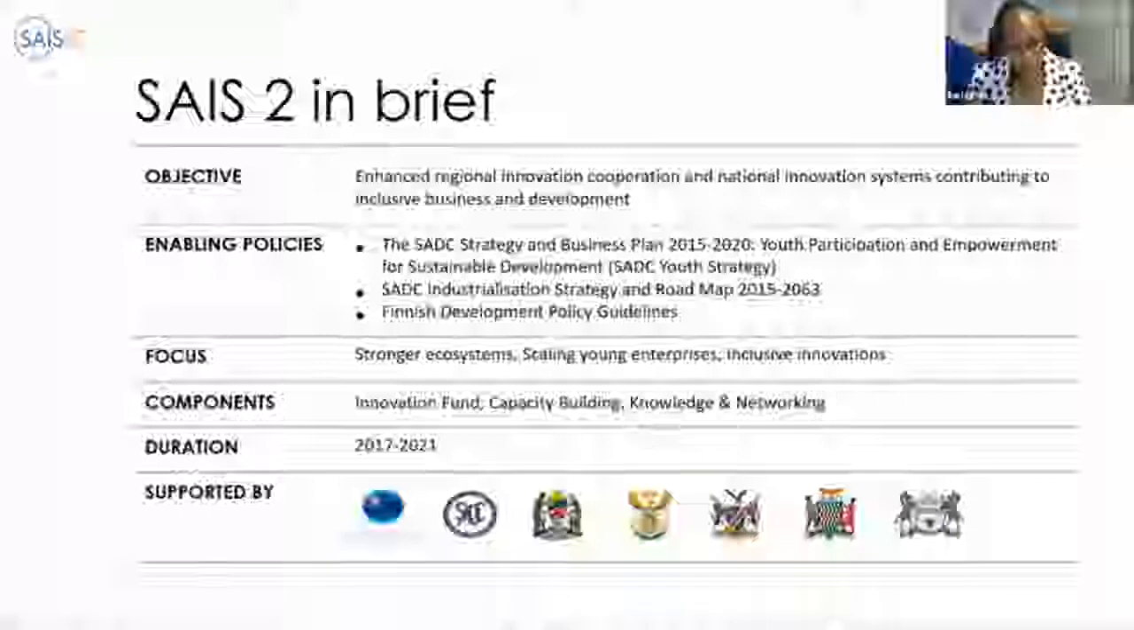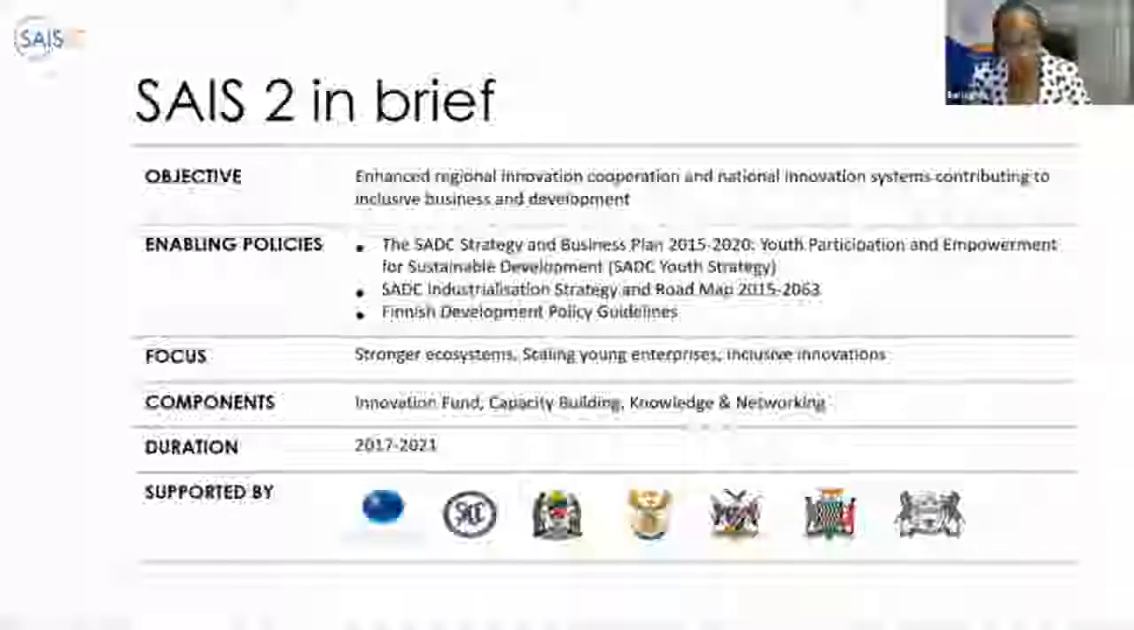In this phase, the Ministry for Foreign Affairs of Finland has partnered with 5 African governments. These are Botswana, Namibia, South Africa, Tanzania, Zambia, and the SADC Secretariat. The program objective, as you can see on the screen, is enhanced regional cooperation and national innovation systems that contribute to inclusive business and development. So SAIS 2 is built on SADC policies for industrialization, youth participation and empowerment, and it draws substantially from the Finnish development policy guidelines.